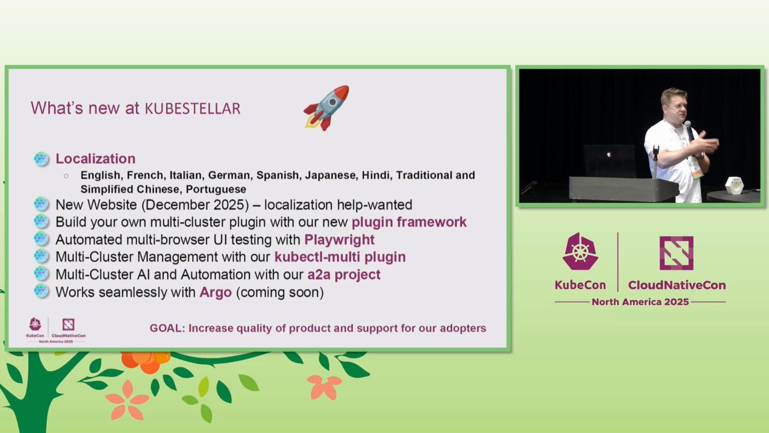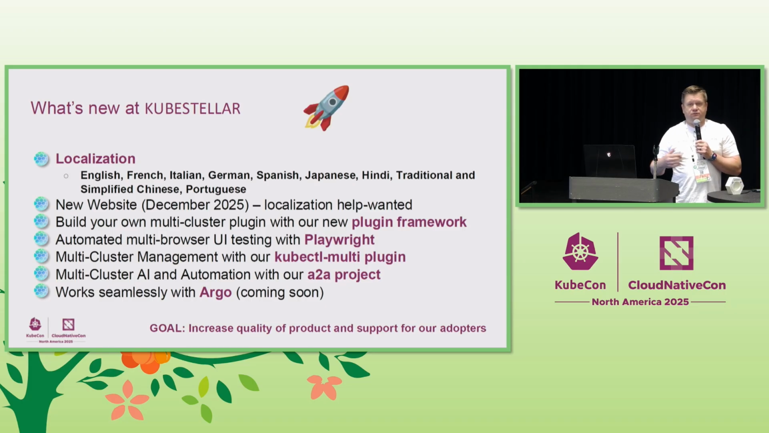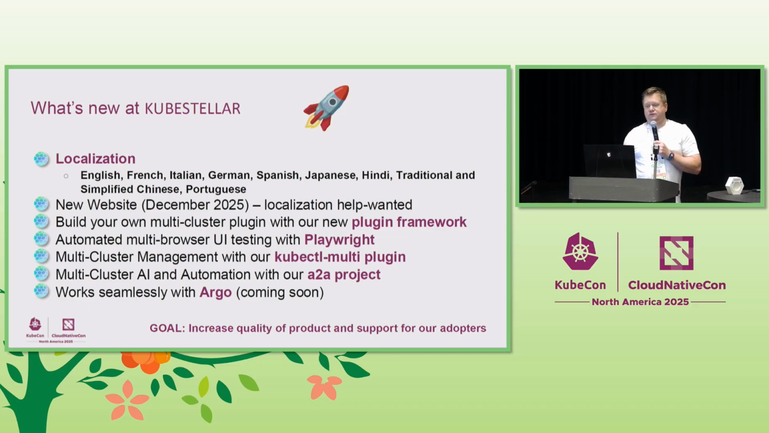Some of the newest things that we've been working on at KubeStellar are things like localization. We're now localized in English, French, Italian, German, Spanish, Japanese, Hindi, traditional and simplified Chinese, and Portuguese. Bring your language, we're happy to do it. It only took a couple of weeks to do this. It was a great effort for the team. We've got a new website that's coming out, localization help wanted there.